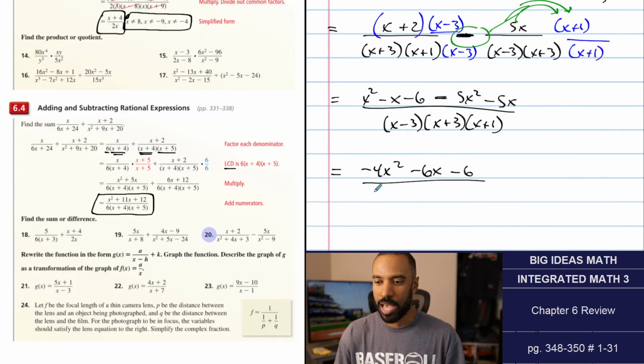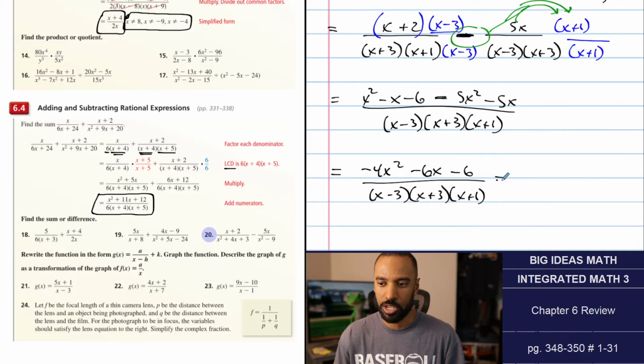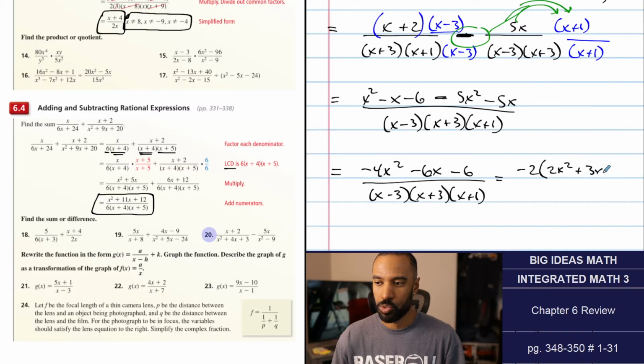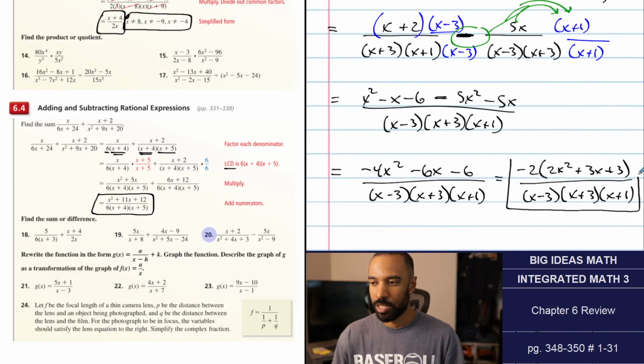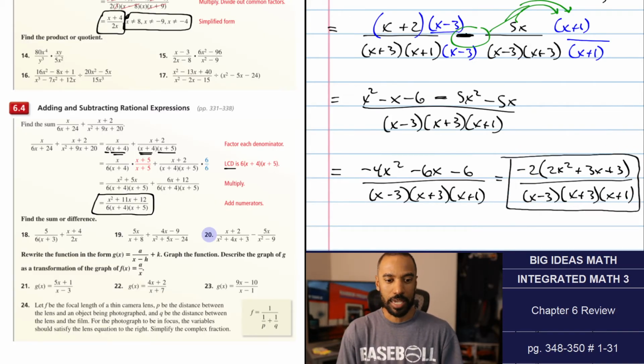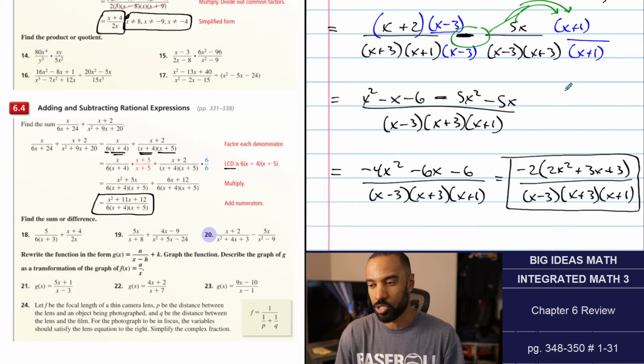Now, besides the common factor of 2 up top that I see, I also see a negative I can factor out, and it's in your best interest to factor out leading negatives as often as you can. So I get negative 2 times 2x squared plus 3x plus 3. Not that I believe it's factorable, because it doesn't appear to be, but you do that factorization to see if there is any factorization that you can possibly do on that. It doesn't appear so.